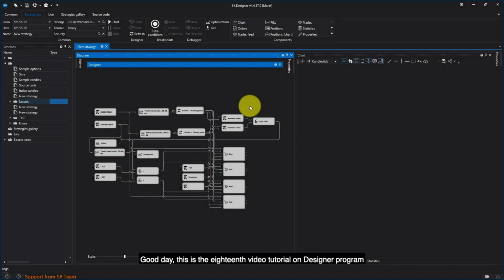Good day. This is the 18th video tutorial on Designer program. In today's lesson, we will continue to discuss the topic of arbitrage strategies and consider the pair trading strategy.